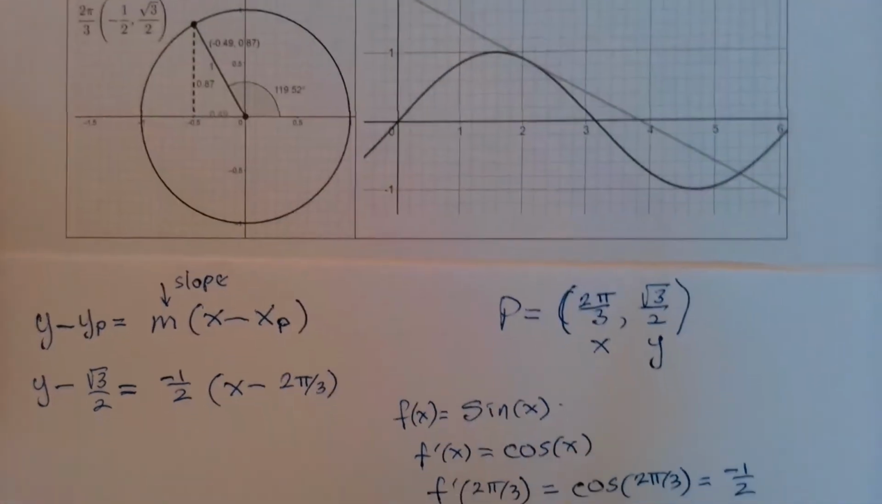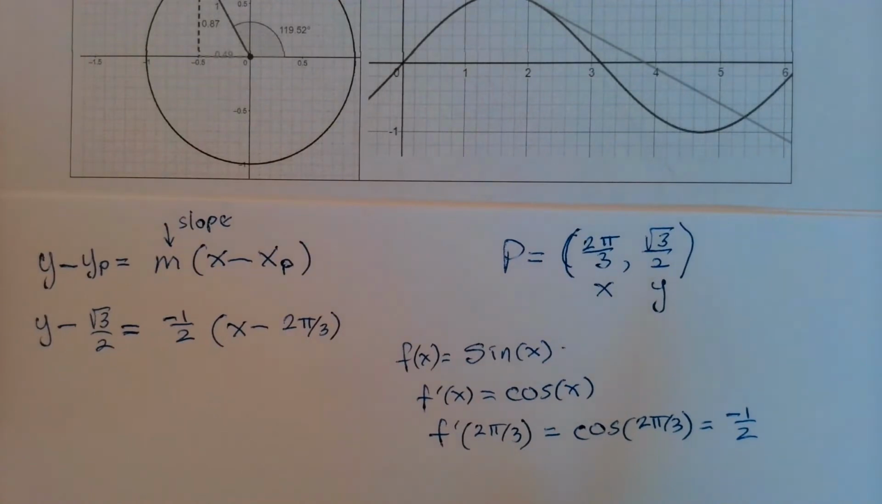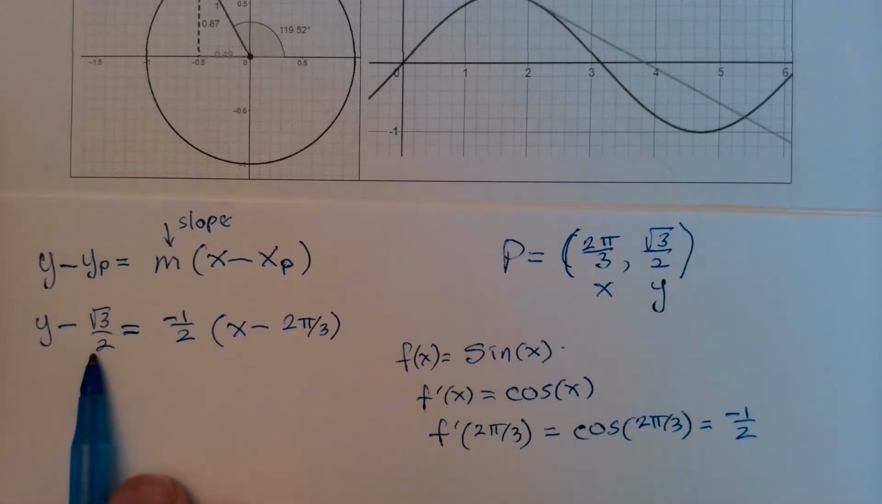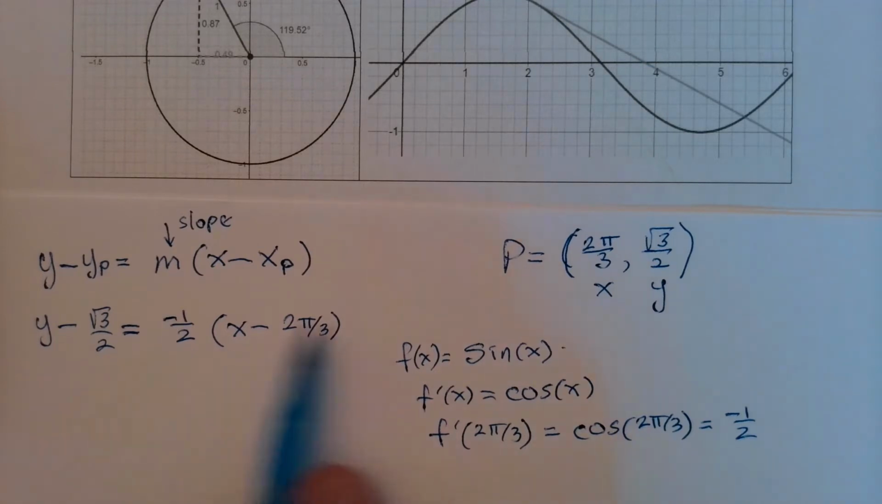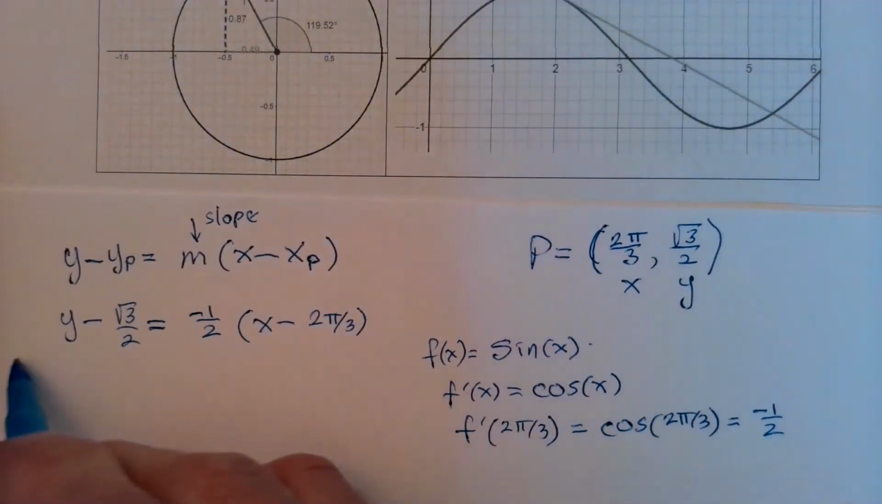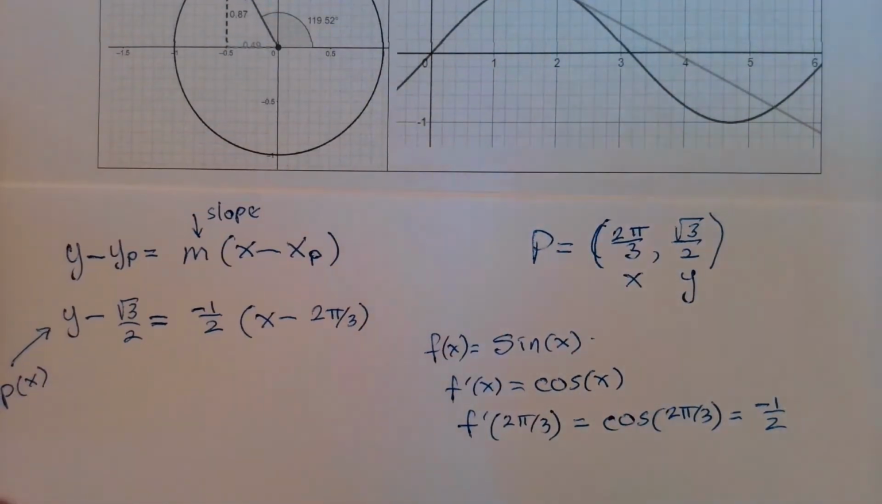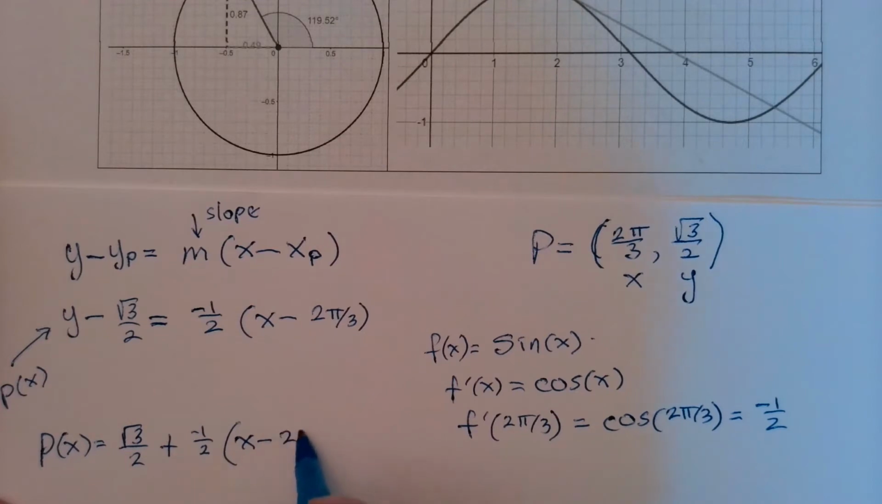Now, I'm going to change the form of this just slightly to get this thing rolling. One, I'm going to add root 3 over 2 to the right. So there'll be nothing over here anymore except the y. And the root 3 over 2 will go to the right and it'll be positive. I could put it here or here. And then the other thing I'm going to do, 2 steps at once here, because you kids are accelerated, I'm going to take the y out and put p of x there, which will stand for the polynomial p. So that's going to look like this. P of x equals root 3 over 2 plus negative 1/2 times x minus 2 pi over 3.